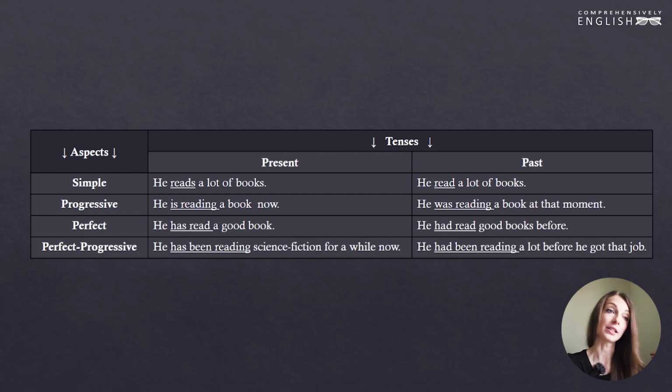The perfect progressive aspect is about result and duration. So he has been reading science fiction for a while now. Now he has already read some science fiction books and he has been doing it for a while now. The past perfect progressive, he had been reading a lot before he got that job. Then he didn't have any time for reading anymore. This table helps us see how the tenses correlate. We speak about the same qualities of actions, but in the present or in the past.